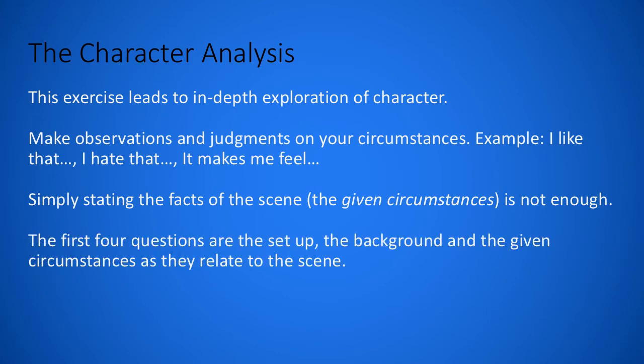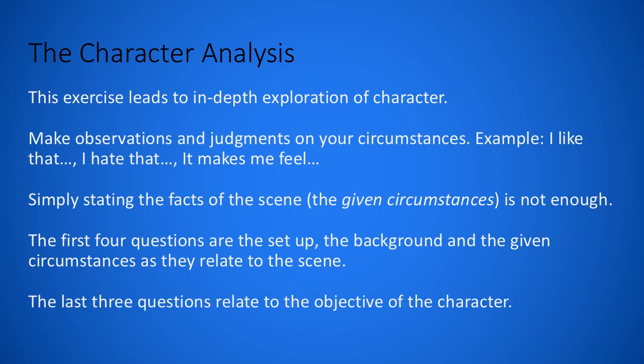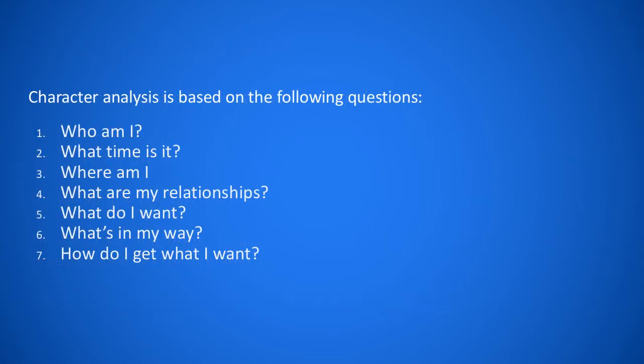There are 7 questions. The first 4 questions are the setup, the background, and the given circumstances as they relate to the scene. The last 3 questions relate to the objective of the character. And here are the 7 questions. Just to explain, I took out the 5th one in Uta Hagen's book, Given Circumstances, because I find that given circumstances are so often included in these first 4 questions. So there's 7 questions in defining your character analysis.